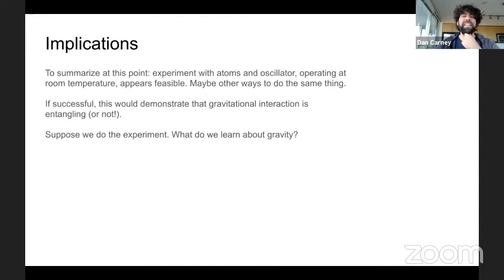Suppose we did these experiments. Maybe we do ours with the atom and the oscillator. Maybe we do the Bose et al. with diamonds. There's been a number of other proposals that are related. Somebody's going to do one of these sooner or later. And if they're successful, we can show quite robustly theoretically that what this demonstrates is that gravity is causing entanglement. Gravity can generate entanglement. That's the concrete experimental state.